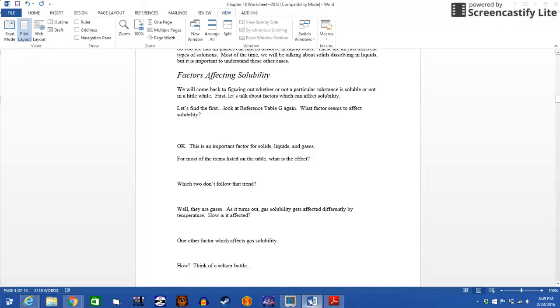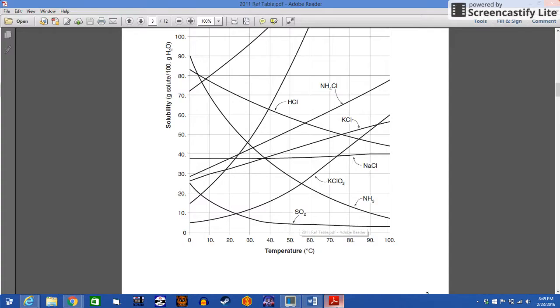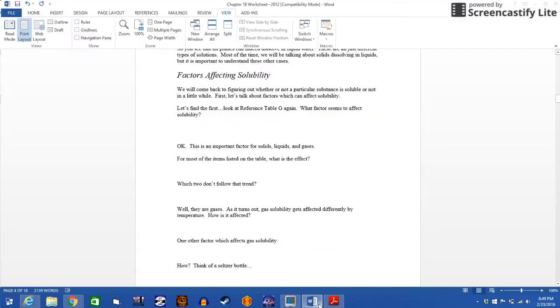Now looking again, most of the items on table G, and I'll scroll back to table G in a second, follow a certain trend. As something goes up, solubility, and you have to fill that in, okay? So write that one sentence down. As your chosen factor increases, what happens to the solubility of most of the substances here on table G?